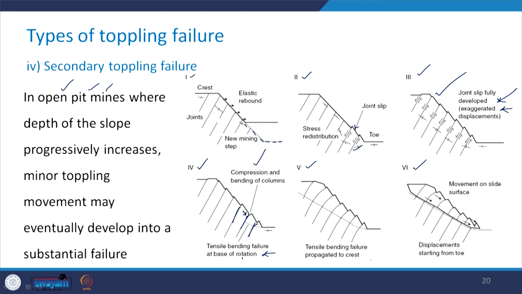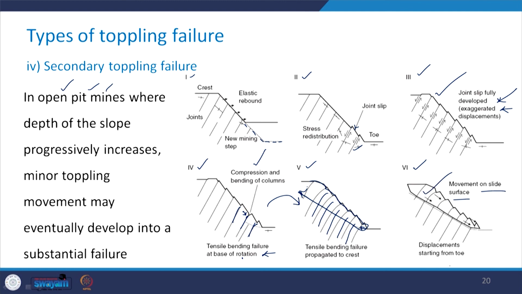Then slowly in the next step, when you come from 4 to 5, there is the tensile bending failure which is propagated to the crest. So, it started from this point and it got propagated, and you can see that this kind of tensile bending failure takes place. Now, what happens ultimately? There is going to be the movement on the slide surface of this particular portion which is formed by this surface, as has been shown in this part.